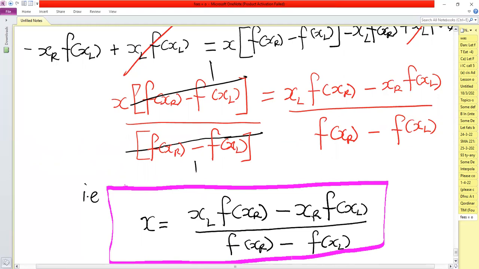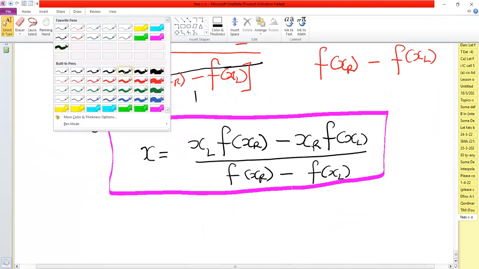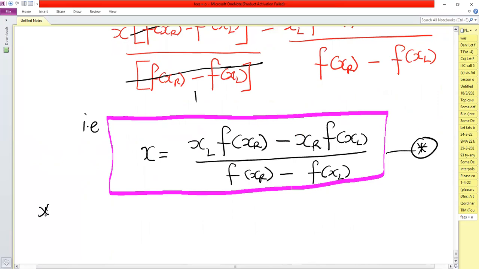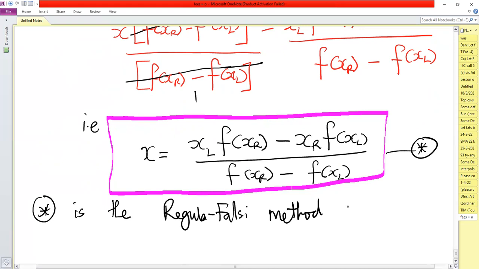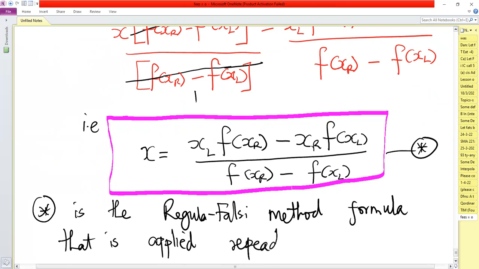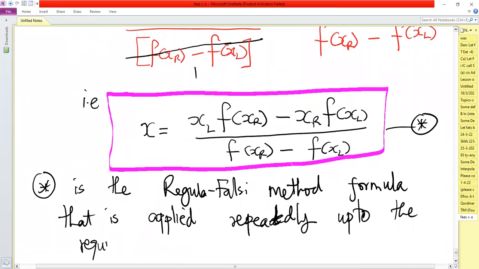Then the procedure is repeated. We apply this formula, let me call it star. This star is the Regula-Falsi method formula that is applied repeatedly up to the required level of accuracy. So in the next session, we do an example to illustrate how the method works. Thank you.